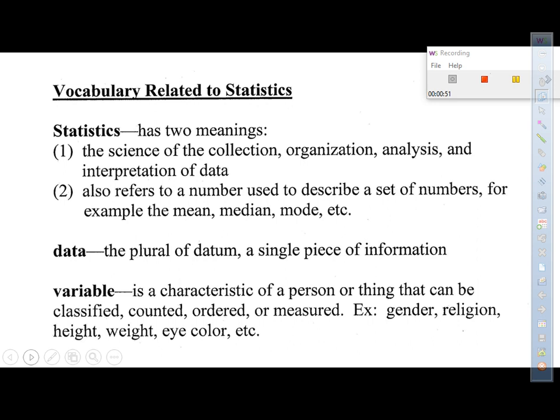Now, data is the plural of datum. Datum is just a single piece of information. Usually you hear the word data because you're given more than one piece of information.